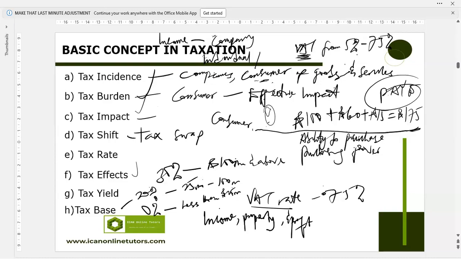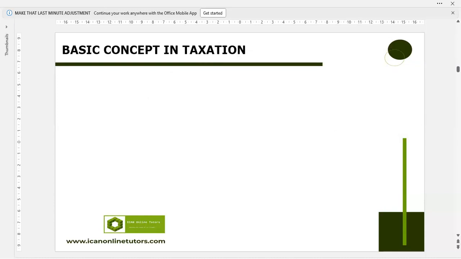But for the zero-rated goods and services, we say they are liable to VAT, but at 0%. Which means that they are not paying VAT, but they have the civic obligation to file that VAT return. So they have a responsibility. So that's all on the basic concepts of taxation.